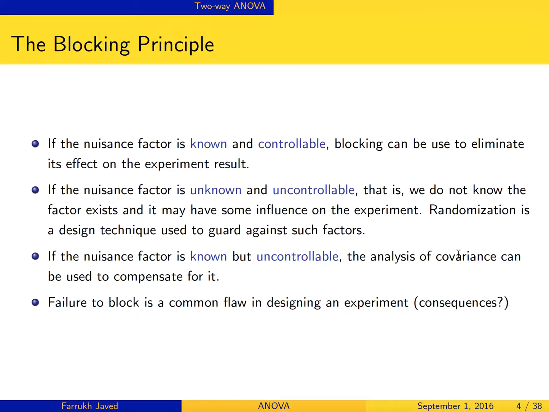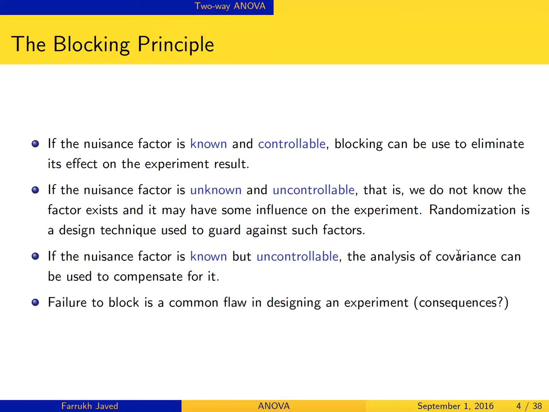If the nuisance factor is known and controllable, blocking can be used to eliminate its effect on the experiment result, right? Like for the gender of the patient's case, we know the factor and we can control it, so we can block. If the nuisance factor is unknown and uncontrollable, then we do not know the factor exists and it may have some influence on the experiment. Sometimes you don't know what the factors are.